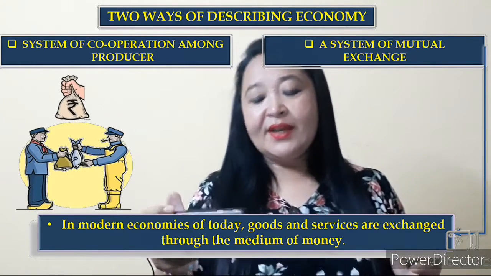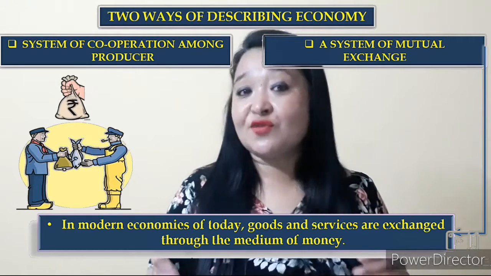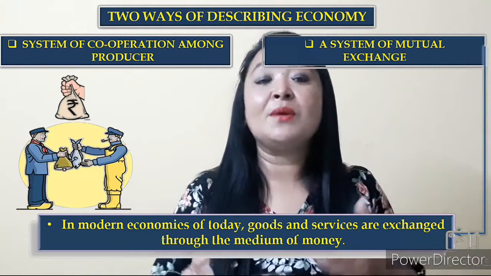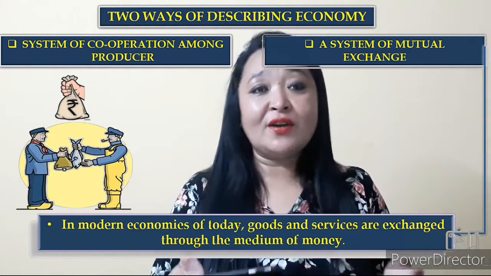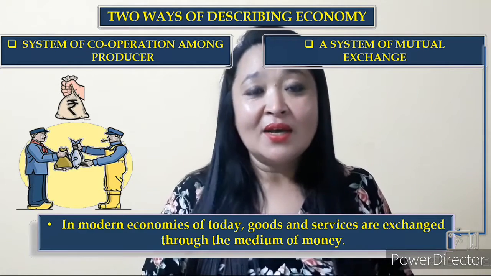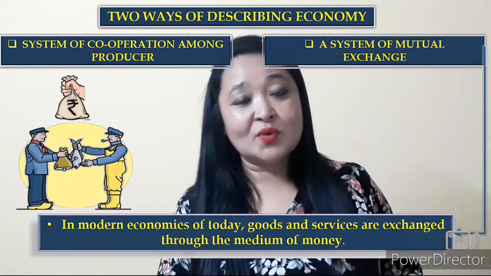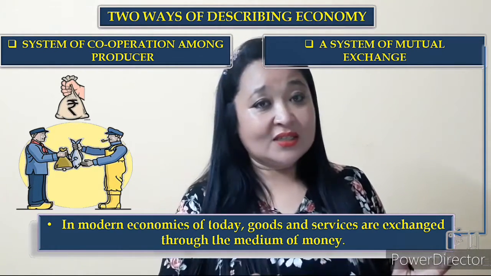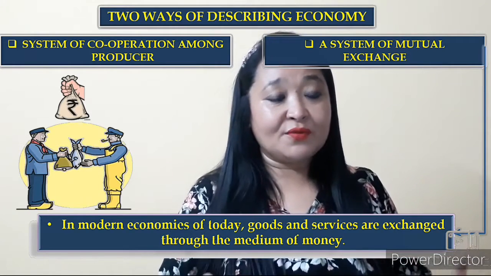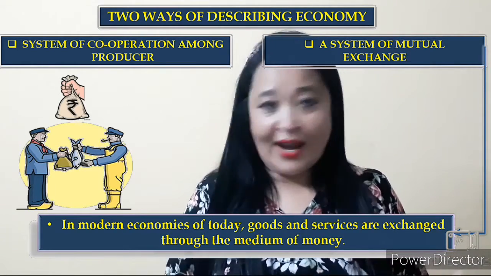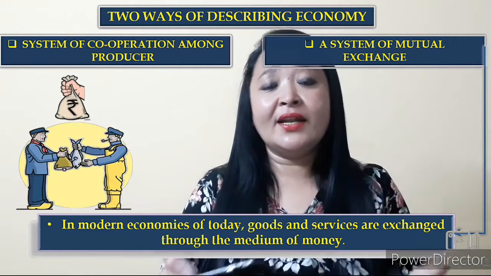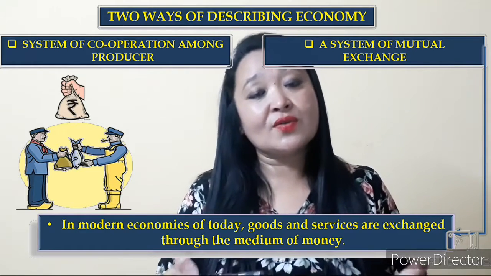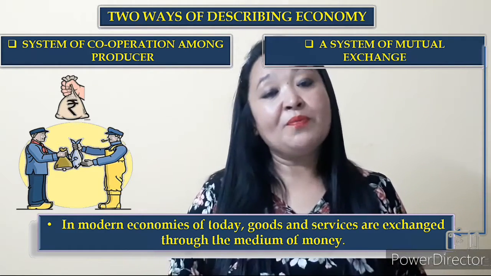Okay. Therefore, in modern economies of today, the goods and services are exchanged through the medium of money. So these are the two different ways we are trying to describe an economy. First was we try to describe economy as a system of cooperation among the producers. Because of the cooperation of different producers, we get to enjoy a different variety of goods. Then another thing we said, we try to describe the economy as a system of mutual exchange.